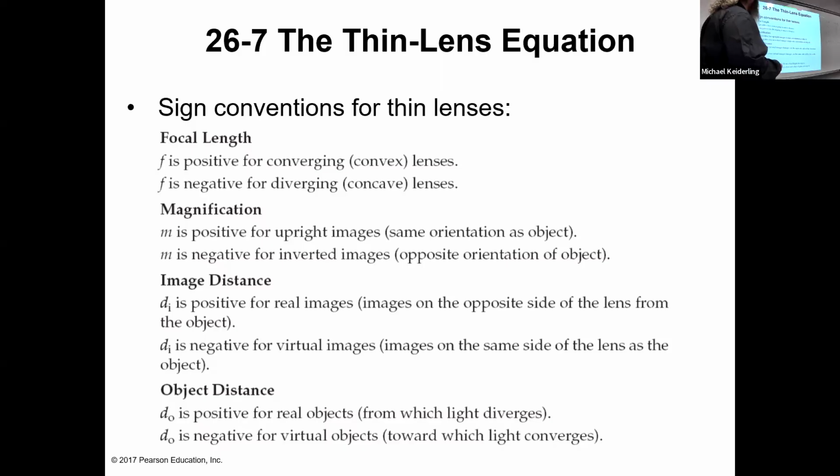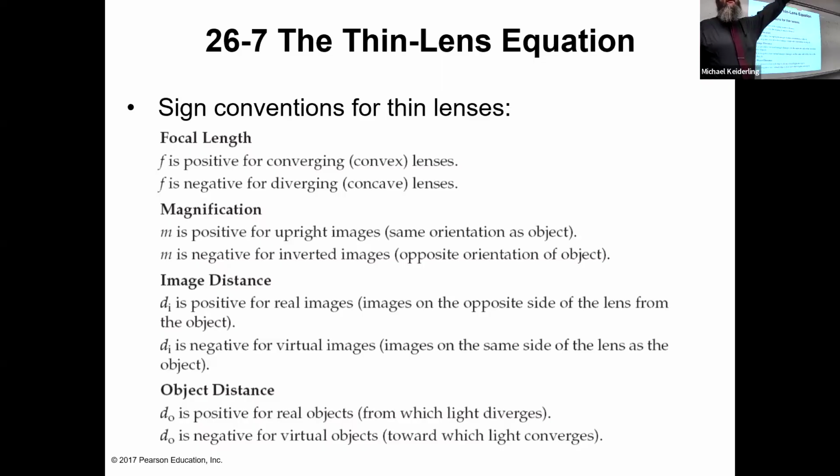Magnification is positive for upright images, same orientation as the object, and negative for inverted images, opposite orientation of the object. That's the same as it is with mirrors. Image distance d_i is positive for real images. That's the same with mirrors. Real images are images on the opposite side of the lens from the object. d_i is negative for virtual images, images on the same side of the lens as the object. That's the big difference from mirrors, where the real images end up on the near side. So with a lens, the real image is on the far side of the lens. With a mirror, the real image is on the near side of the mirror.